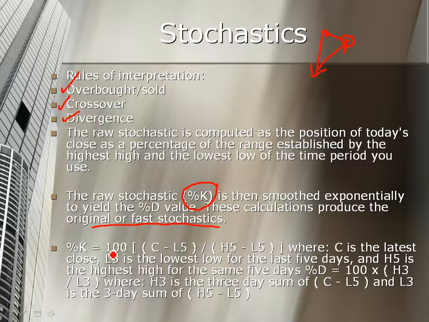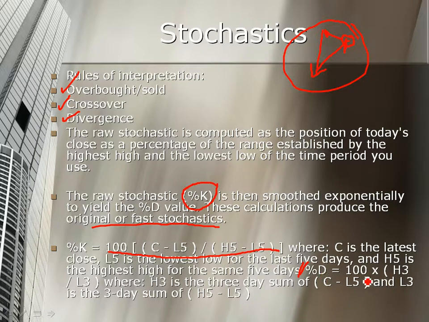The percentage K is worked out according to a formula like this. That's where C is the latest close, L5 is the lowest low for the last 5 days, and H5 is the highest high for the same 5 days. So that's your percentage K up to that point. And basically what you're working out is where today's close is in relation to those, expressed as a percentage.